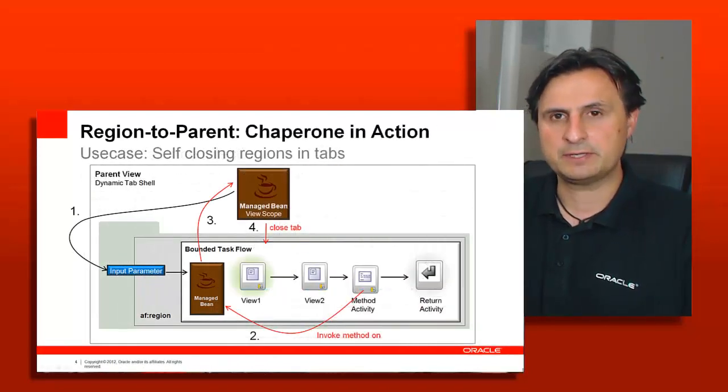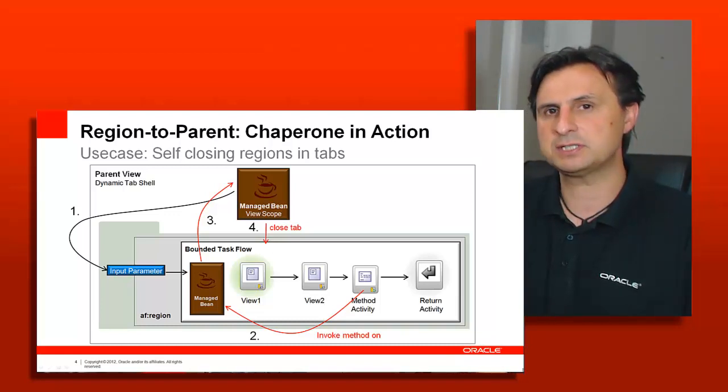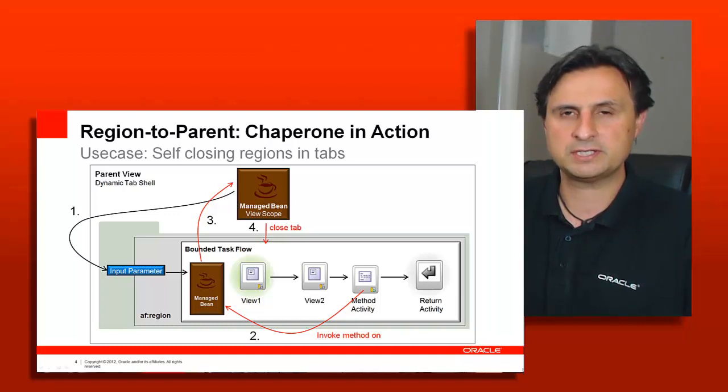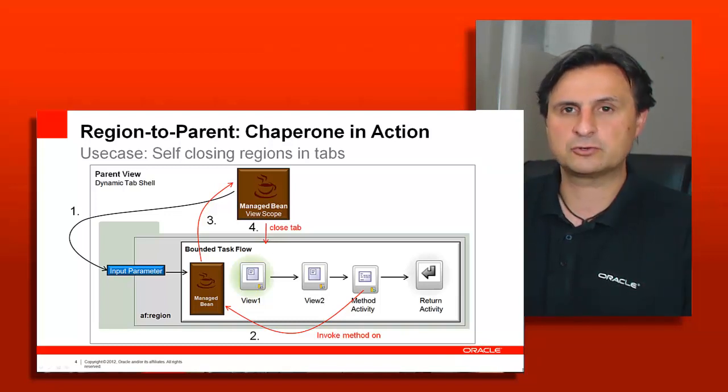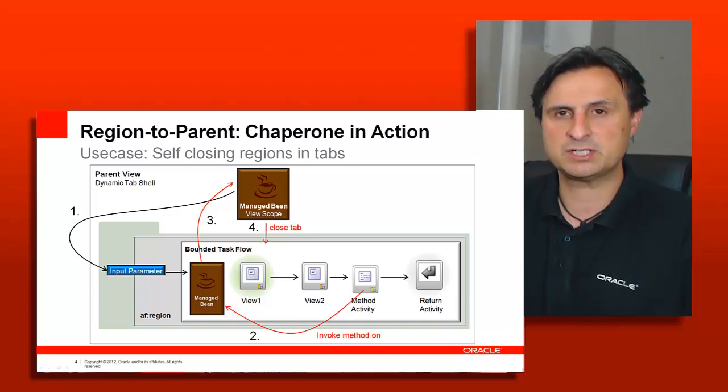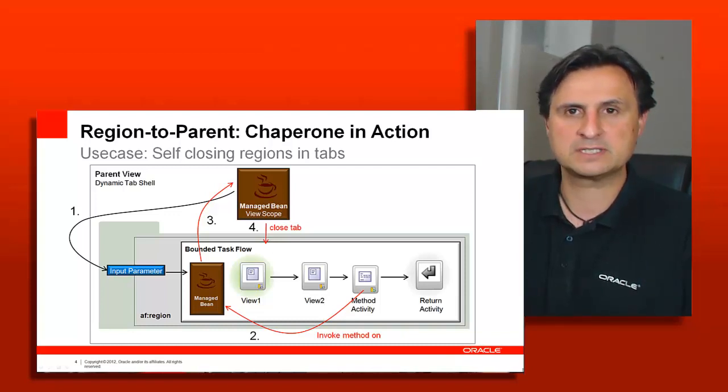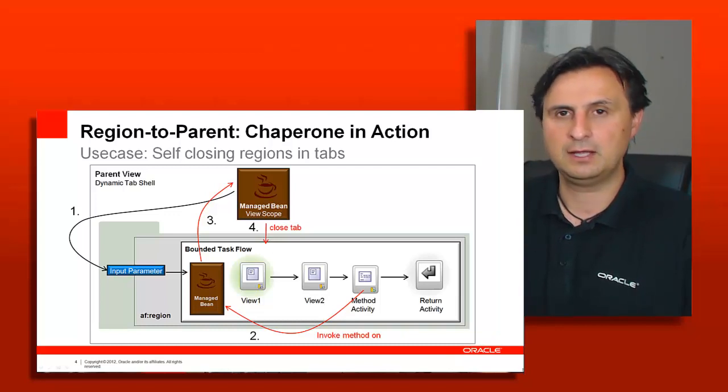So let's have a look at the example here. In this example, we use the dynamic tab shell template, and those who work with the dynamic tab shell template know that there is a lot of functionality exposed by it. One of the functionalities is to close the current tab, or to set a label to italic to indicate a data change within the bounded task flow. Now this is accessed through a tab context, and if you read the white paper about the dynamic tab shell template, you see it asks you to have an input parameter that you configure and reference for the tab context. This tab context is the managed bean. It follows the same practice and principle as our Chaperone technique.